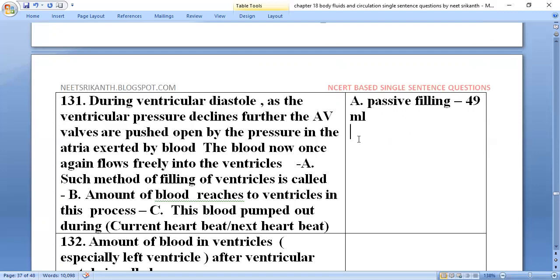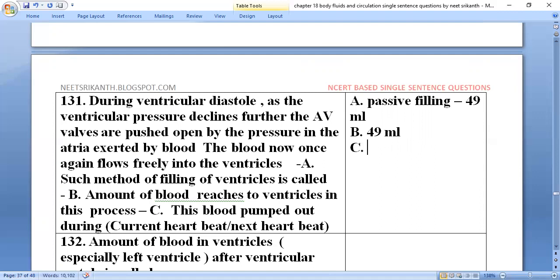Next, the amount of blood that reaches the ventricles in this process. What do you call the process? The process is said to be passive filling. They are asking for the amount of blood. Okay, the amount of blood we write is 49 ml.